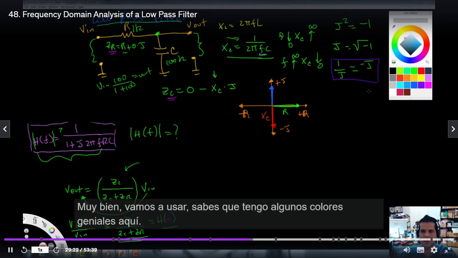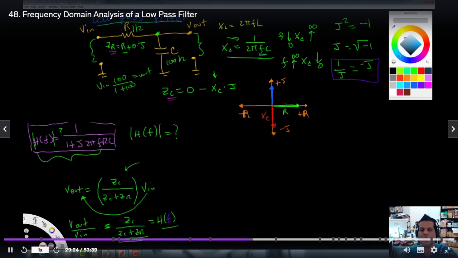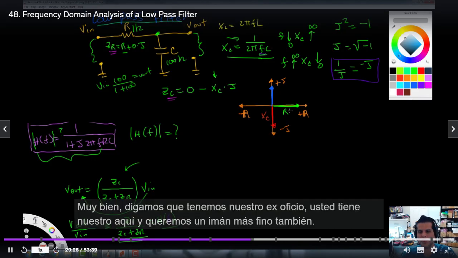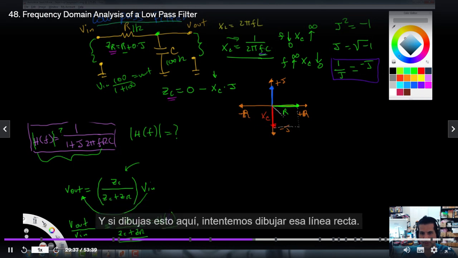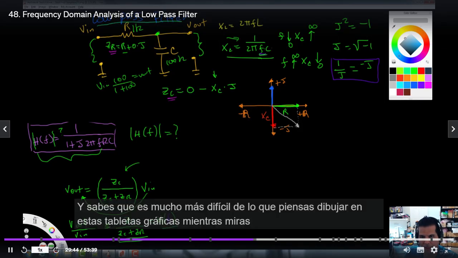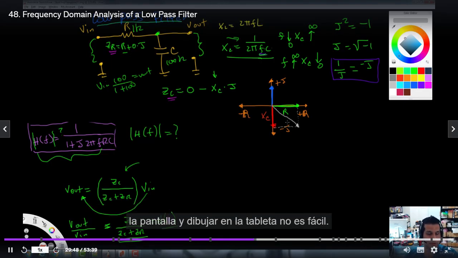All right, let's say we've got our X sub c and we've got our R here, and we want to find our magnitude. Do you remember what we do to do that? All we need to do is compute the vector, and it's this vector right here. And if you draw this in here, let's try and draw that straight-ish. It is a lot harder than you think to draw on these graphics tablets while you're looking at the screen. Okay, so we want that length right there.